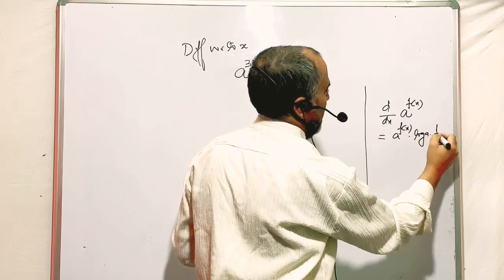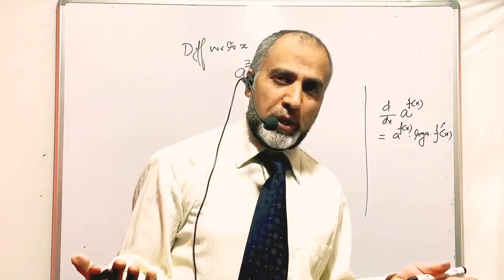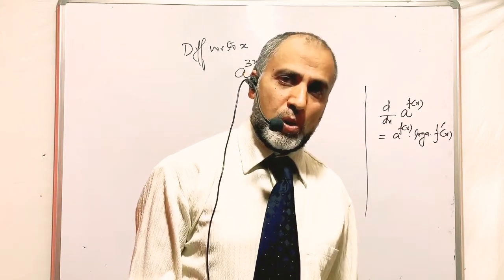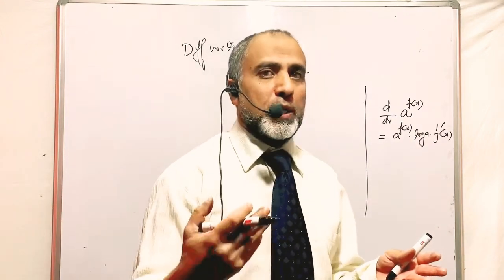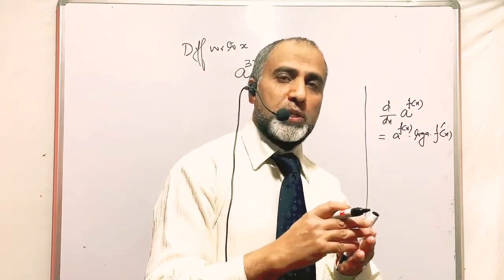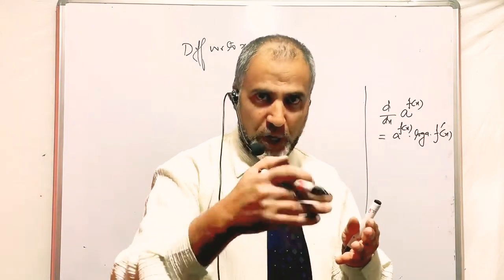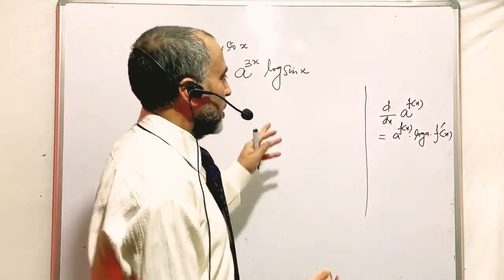लेकिन इस ख्याल रखना है f dash x से आपको multiply करना है. अगर a raised power x है तो a raised power x का derivative किसके बराबर है? A raised power x into log of a. लेकिन if we have the function other than x, मान लो x square है, तो a raised power x square का derivative क्या आएगा? A raised power x square as it is, फिर log of a, फिर x square का derivative जो है, this 2x वो multiply करना है. उस चीज का ख्याल रखना है.